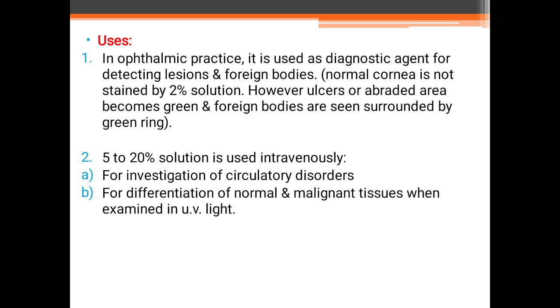So, this is regarding the diagnostic agents, definition and classification and individual chemistry of the diagnostic agent drugs.